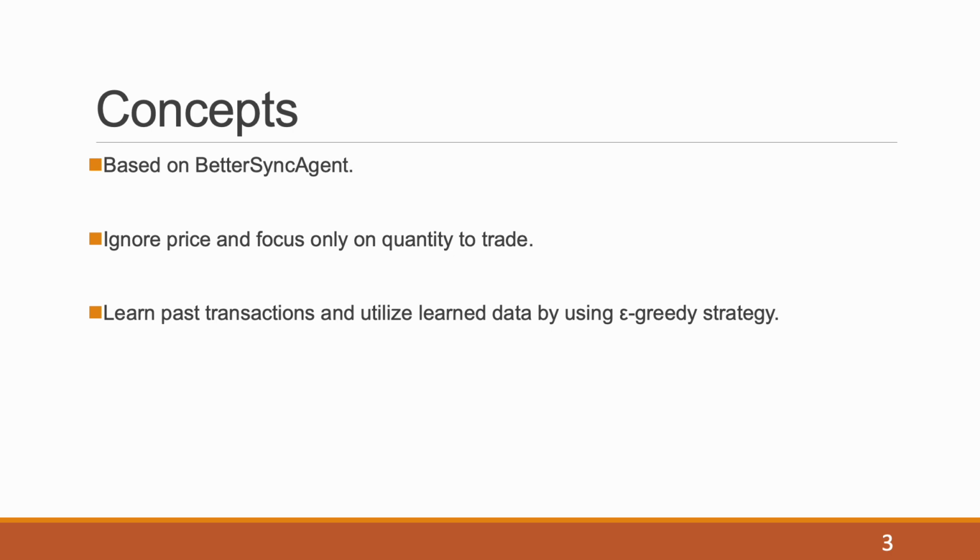My agent is based on the BetterThink agent published in the tutorial Developing an Agent for SCML 2024 OneShot. Because of the narrow price range in this year's rules, my agent will ignore price and focus only on quantity. This agent learns from past transactions and utilizes the learned data by using the epsilon greedy strategy, commonly used in reinforcement learning.